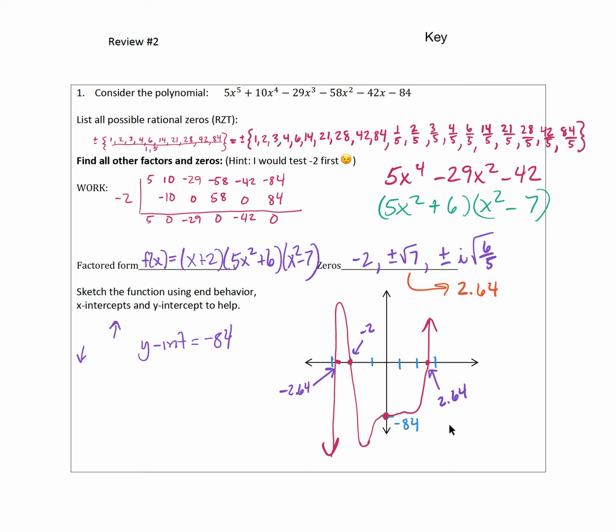Video for Unit 4, review number 2. So we're given a polynomial and we want to use the rational root theorem to figure it out. So it is all the factors of 84 over all the factors of 5.